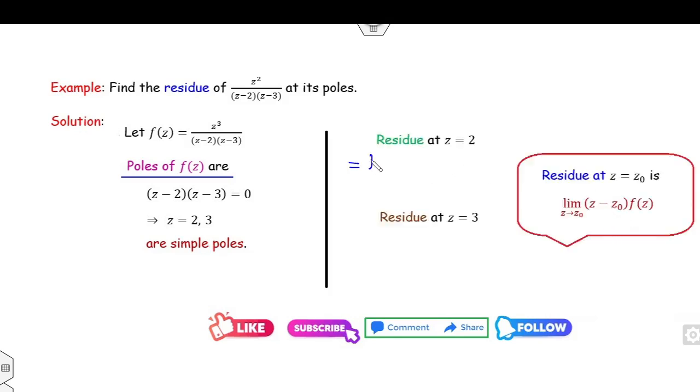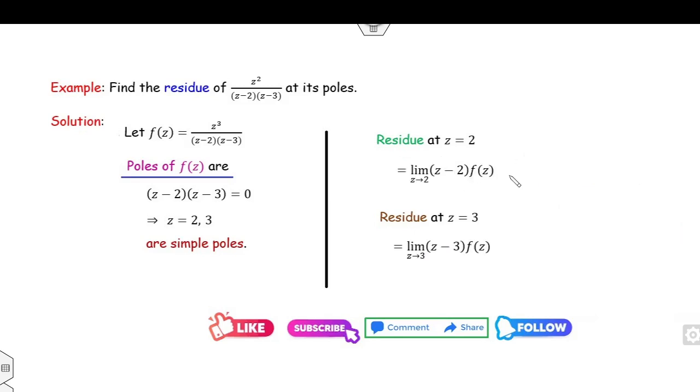So this value will be the limit as z approaches 2 of (z - 2) times f(z). And for the second case, you can see the limit as z approaches 3 of (z - 3) times f(z). I can substitute the value of f(z). It becomes the limit as z approaches 2, and z minus 2 will be cancelled out. It is z squared, sorry, it is z squared, divided by z minus 3.